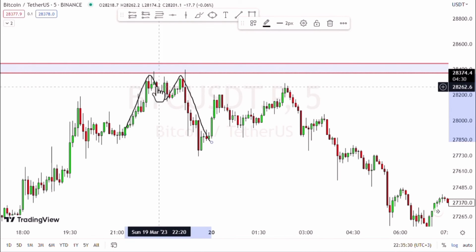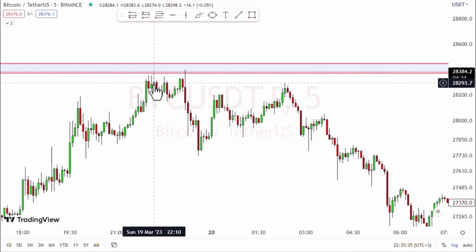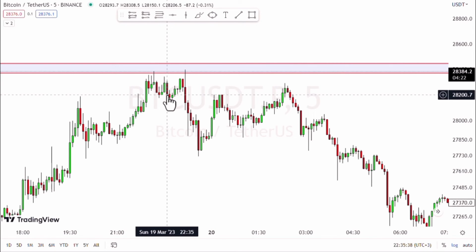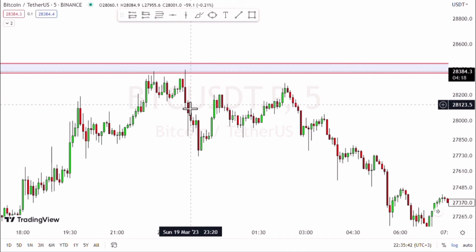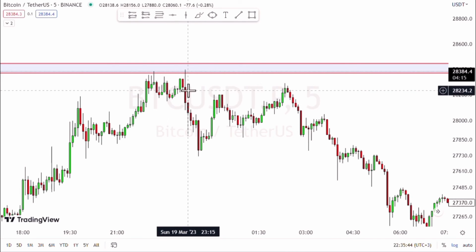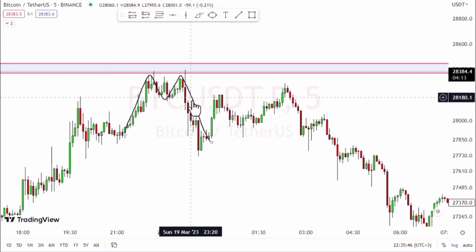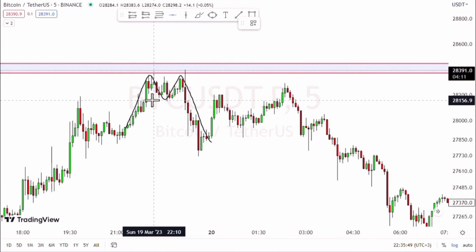And then let me delete this for a moment. So we have a shooting star here, then we had an engulfing here. And then of course we have a beautiful three black crows here. So lots of confirmations, but let's bring the double top back. We had our neckline here.